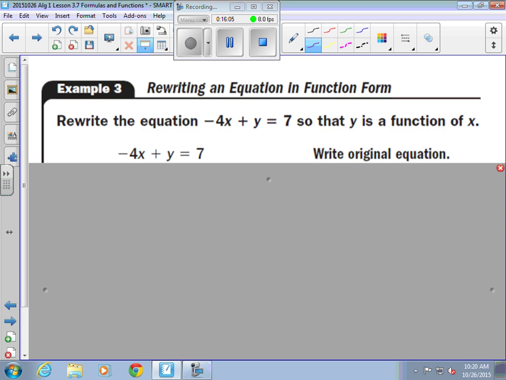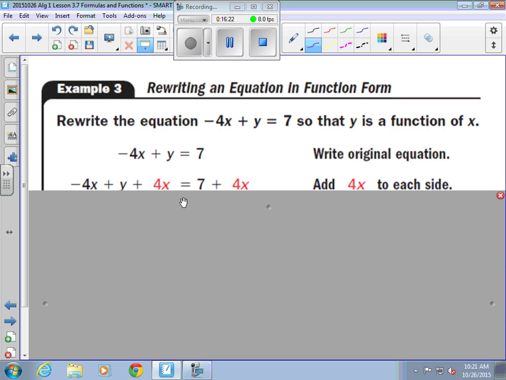And then example number 3 is writing things in function form. Negative 4x plus y is equal to 7. Write it so that y is a function of x. What you want to do is you want to get y all by itself. Anytime you see write it as a function where y is a function of x, you want to isolate y.